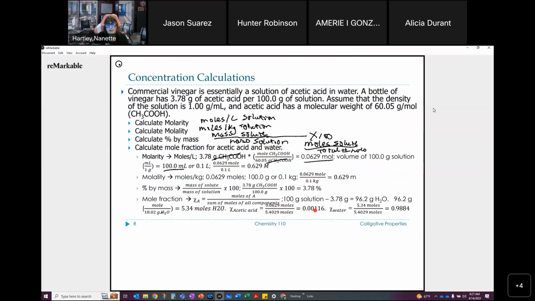I can also calculate a mole fraction for the water, in which case I look at the number of moles of the water divided by the total number of moles, and that gives me 0.9884. The sum of those two should be approximately 1. It may not be exactly 1 because of rounding, it happens, but that's what we should be looking at. So, questions about what we did or why we did it?